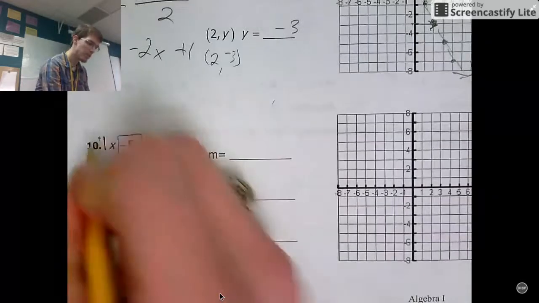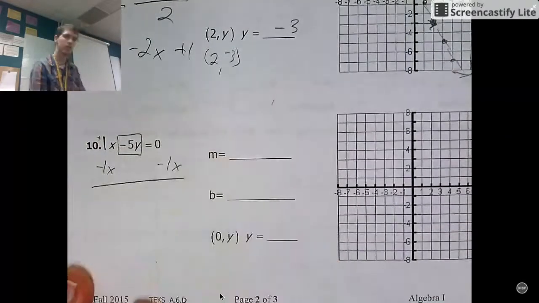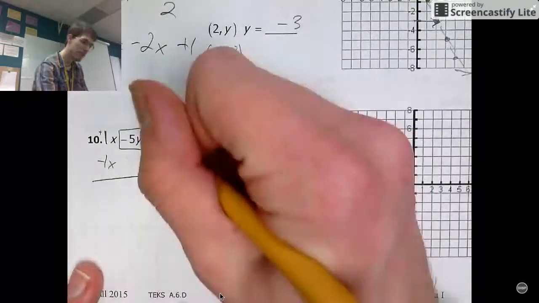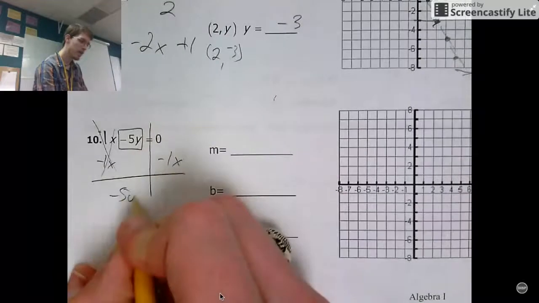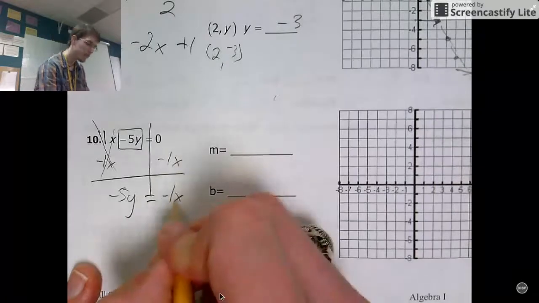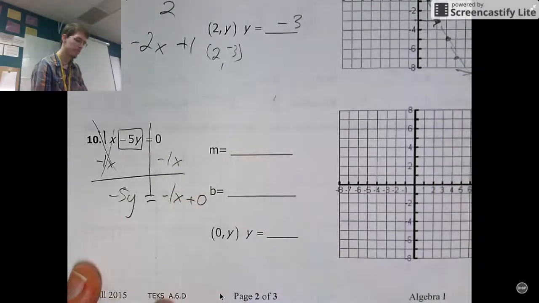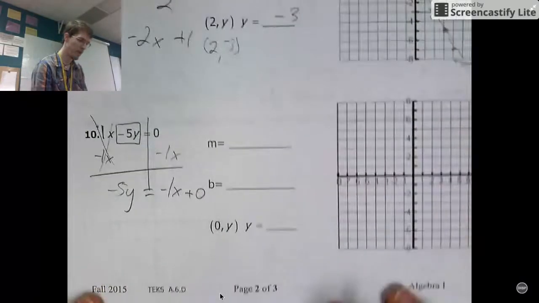So that's a positive 1. So I'm going to subtract 1x from both sides. I have to do it from both sides. Those two zero pair. So I get negative 5y equals. Now I can try to put these two together, but just like oil and water, they go negative 1x plus 0. I'm going to go ahead and write the plus 0 right there. You don't actually have to, but bear with me for just a second. You'll see why I do that.